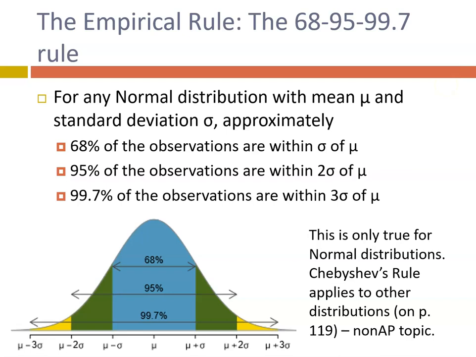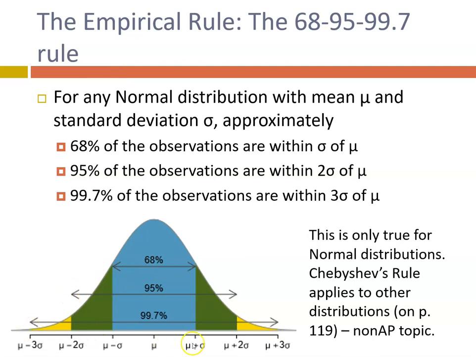This is called the empirical rule, also known as the 68, 95, 99.7 rule. For any normal distribution that has a mean of mu and a standard deviation of sigma, we know that these three things are true. Approximately 68% of the observations are within one standard deviation of the mean. Approximately 95% of the observations are within two standard deviations of the mean. And approximately 99.7% of the observations are within three standard deviations of the mean. So you can see that visual down here.